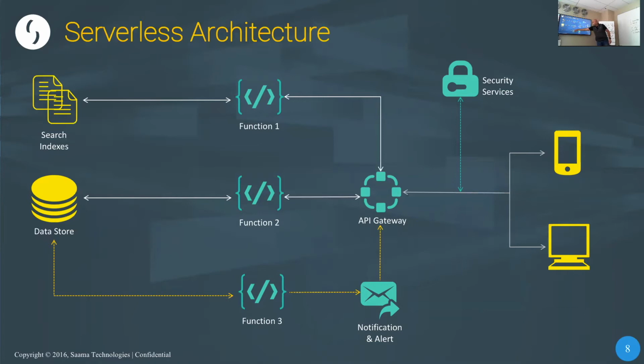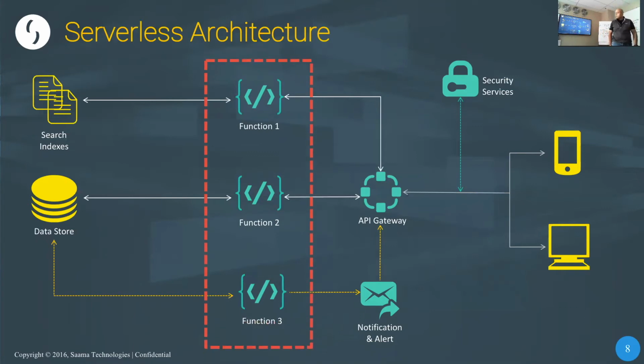In the bottom one, function 3 is basically a trigger. Something has changed on your data side and you want to push a notification, so you can do that as well. Many such scenarios you can cover. So what exactly is this function? This function is nothing but the code that you've written, without you deploying your code on a VM, on a server, on hardware. This is just your business logic. That's a function.